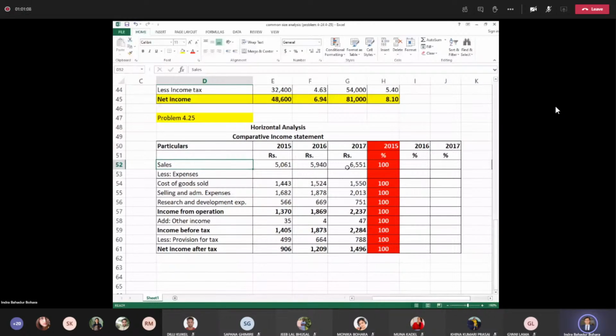Then after we can find out the change in sales, change in the cost of goods sold, change in selling and distribution expense and other expenses. So first of all, you copy these as given in the question. So under horizontal analysis, each and every component is assumed 100%.